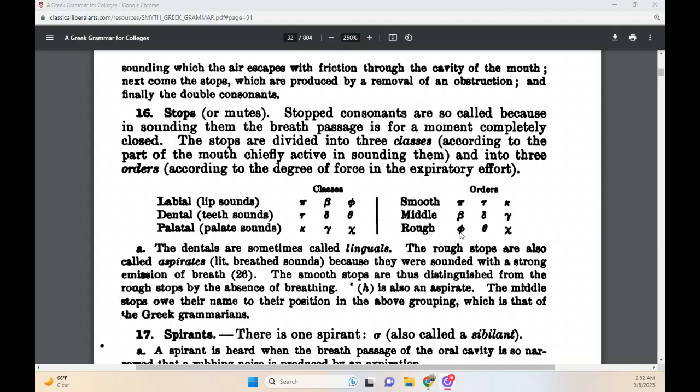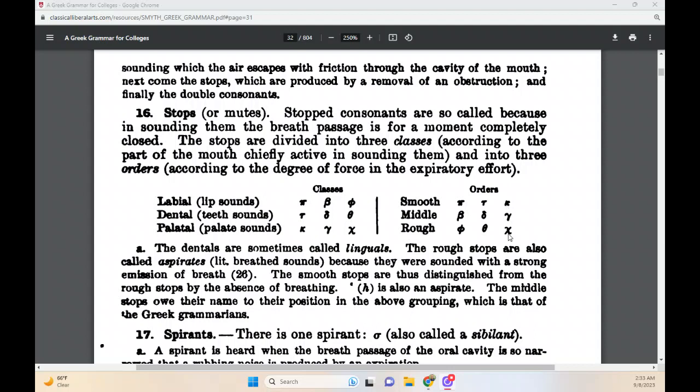We have the phi, which is pronounced p, p, p. We have theta, which is pronounced t, t, t. And lastly, ki, which is k, k, k. So you can see the relationships here between p, beta, and phi, between tau, delta, and theta, and between kappa, gamma, and ki.